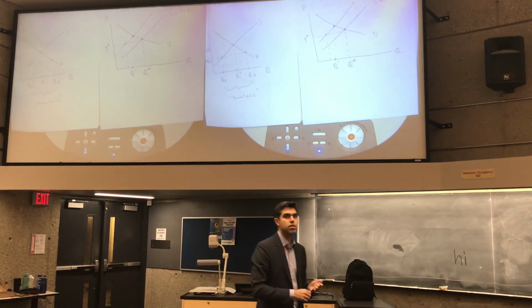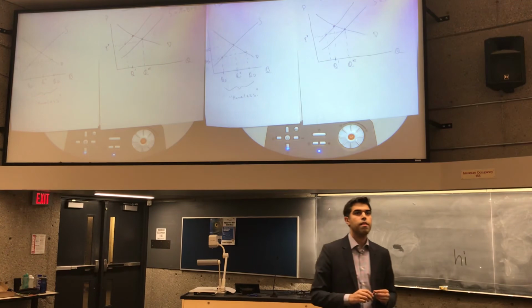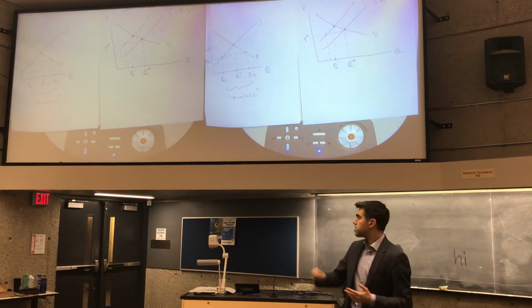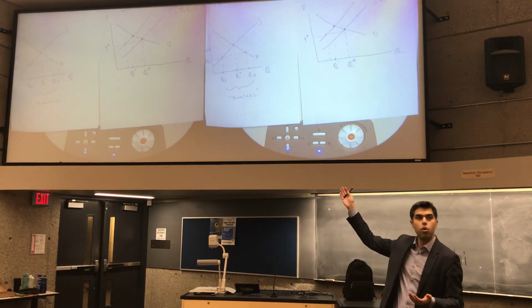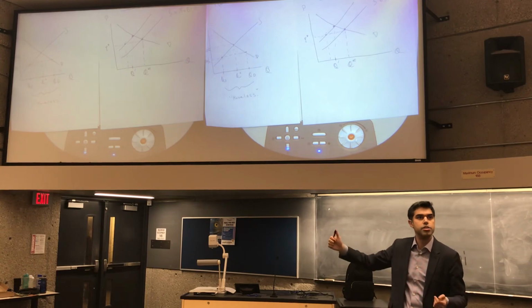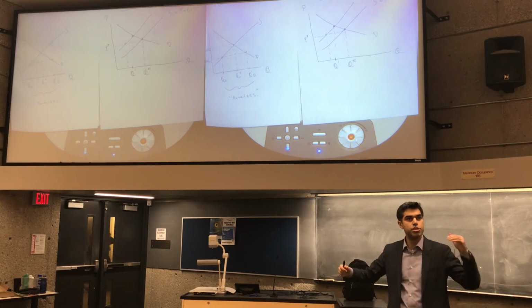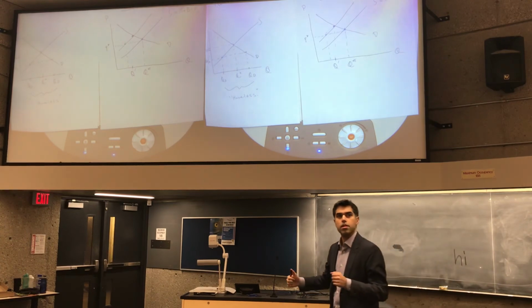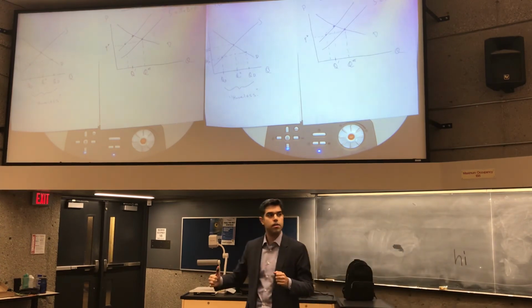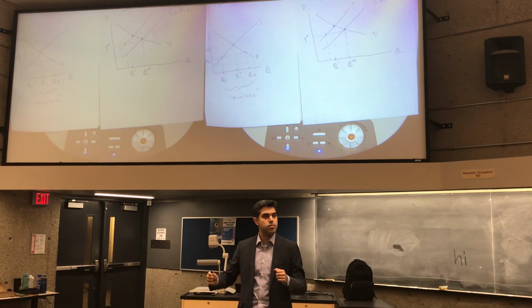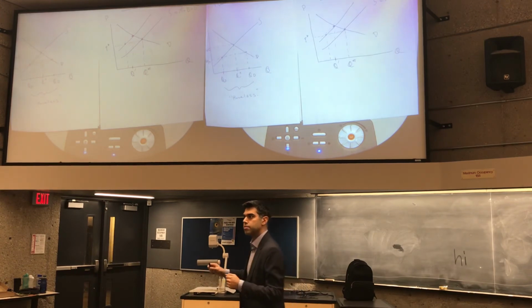Is the curve shifting because you affect technology? Transporting oil by train is a kind of technology. No, there was no change in technology, just changing the price. Any other questions?